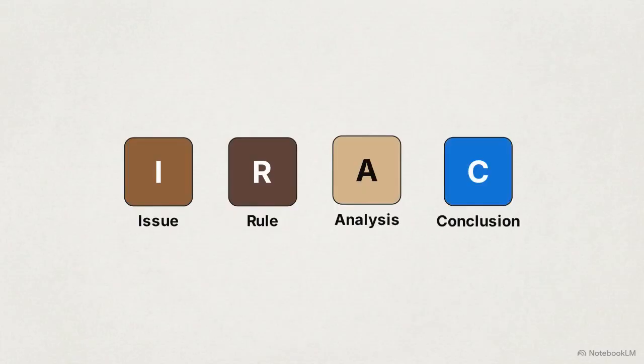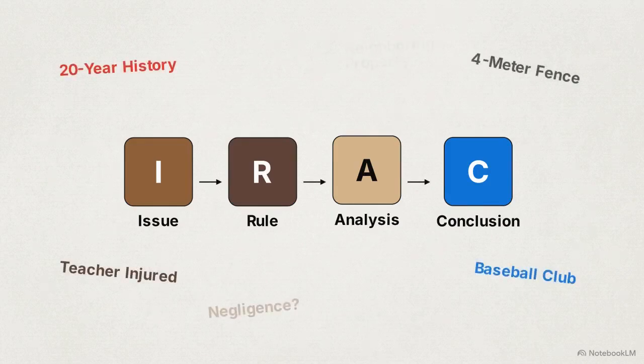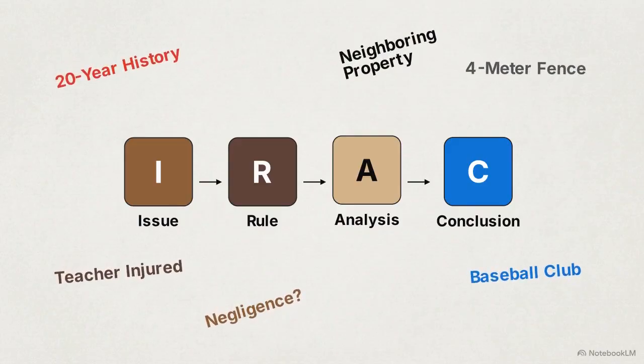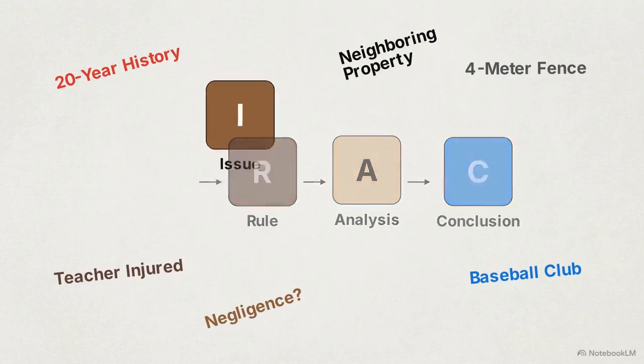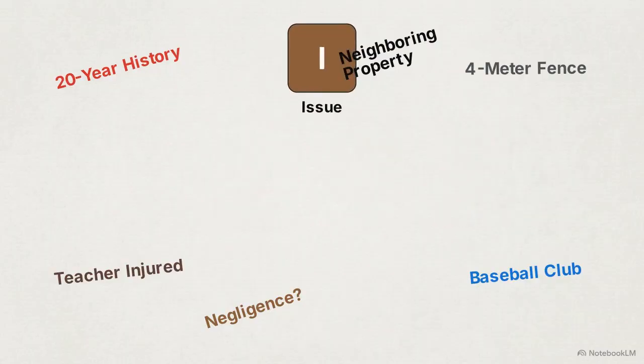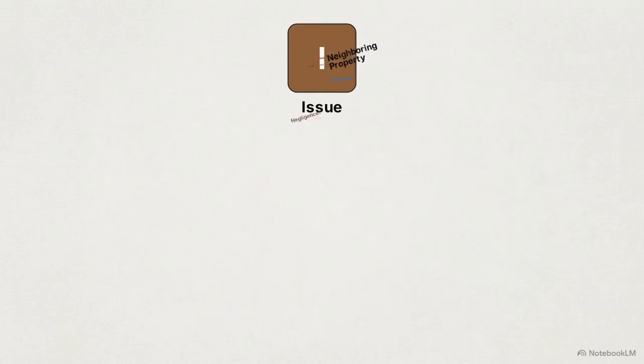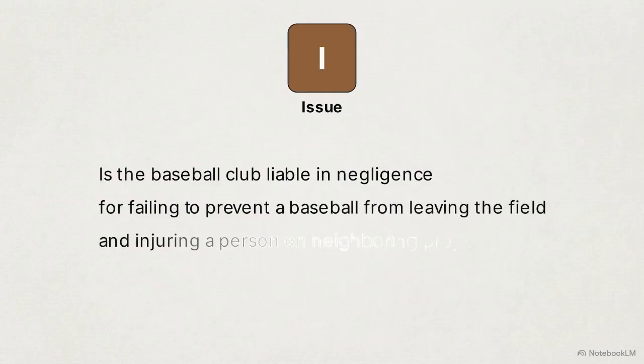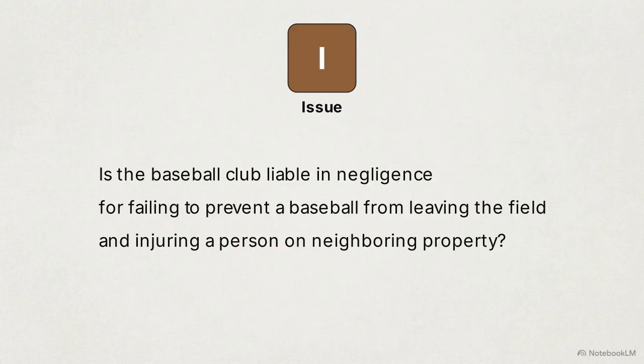This visual matrix represents that algorithm. It is a rigid, step-by-step method designed to map chaotic real-world variables to established legal axioms. The first step is isolating the issue. We take the raw, messy facts of the accident and condense them down into a single, precise legal question. For the Northside case, that question is: is the baseball club liable in negligence for failing to prevent a baseball from leaving the field and injuring a person on neighboring property?